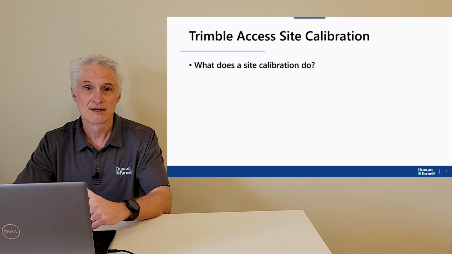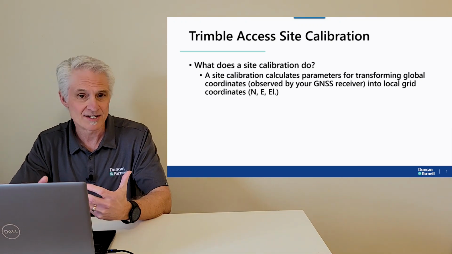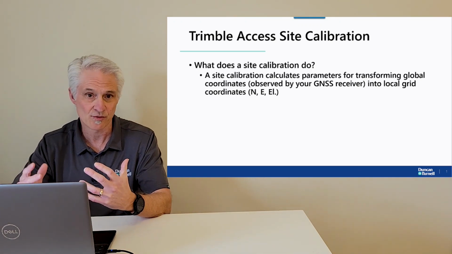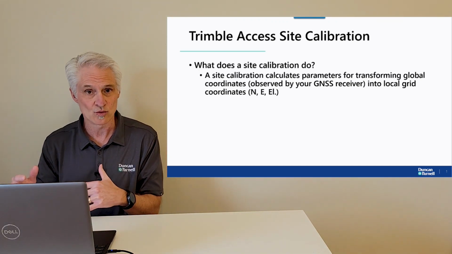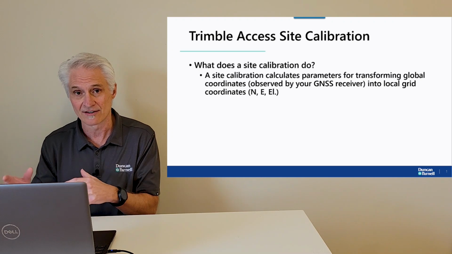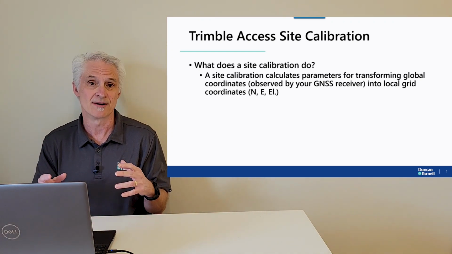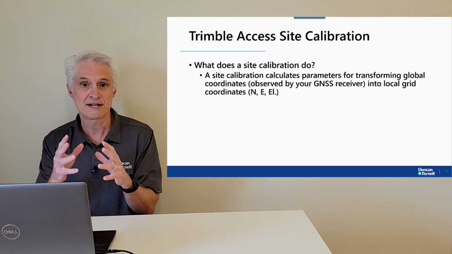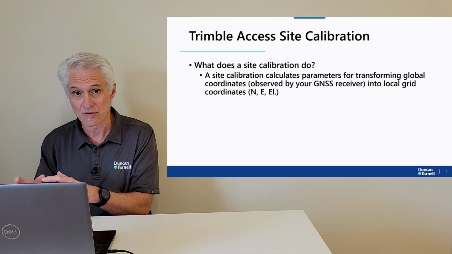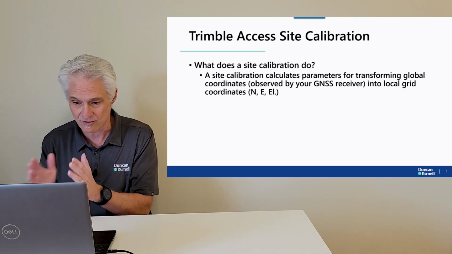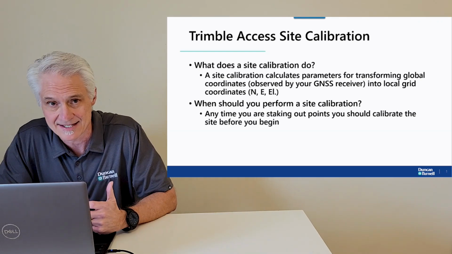So first of all, what does a site calibration do? All right. A site calibration calculates the parameters for transforming global coordinates, what your GNSS receiver measures, into local grid coordinates or northings, eastings, and elevations of your control points on the ground. So think of it this way, it's just creating a relationship between those global coordinates that your GPS receiver measures and the local coordinates or the grid coordinates of your points on the ground, creating a relationship there so they'll work together.